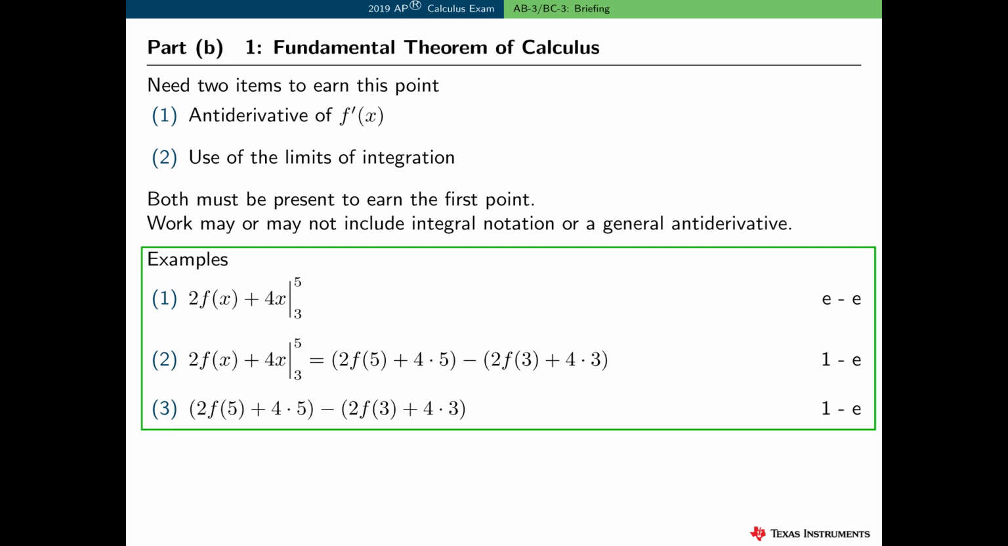Here are some examples. In example 1, the student hasn't used the limits of integration yet. They're still eligible for point 1 if they show more work, and of course they're eligible for the second point also, with more work. In example 2, the student earns the first point and is eligible for the second. In example 3, the student also earns the first point and is eligible for the second. Note that there's no integral notation presented.